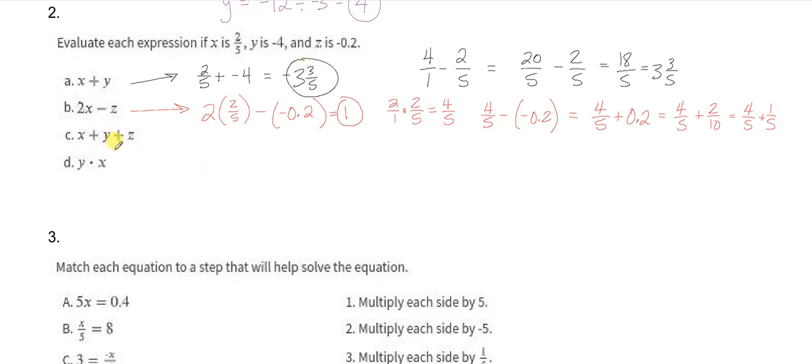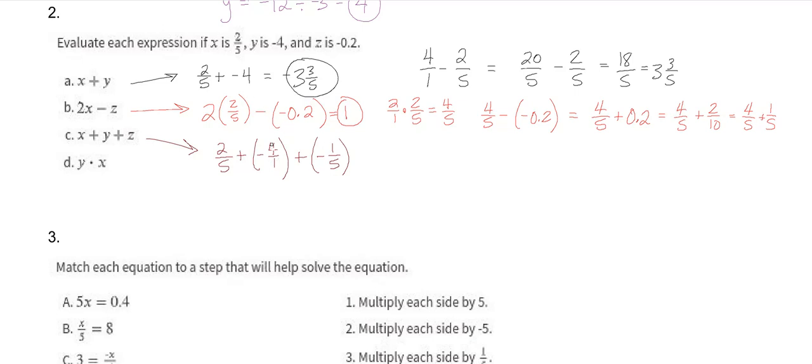Okay, x plus y plus z. Let's do another one. Okay, x is 2/5 plus y, which is -4 over 1, plus z, which is -2/10, which we know now is -1/5. That might help. Just writing it down in fractional form. It's easier that way. And we know that 4 over 1 is the same as 20/5, so really it might be helpful to rewrite that as its equivalent.